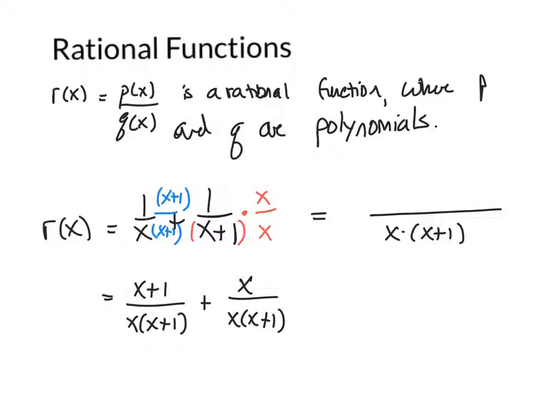And so now what I can do is just add these 2 fractions together. So in order to do that, I'm going to have the same denominator, which is already written over here. And if I add these together, I get x plus 1 plus x, which is going to give me a final result of 2x plus 1.